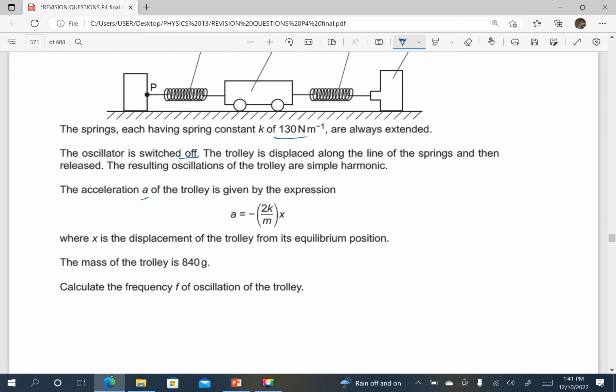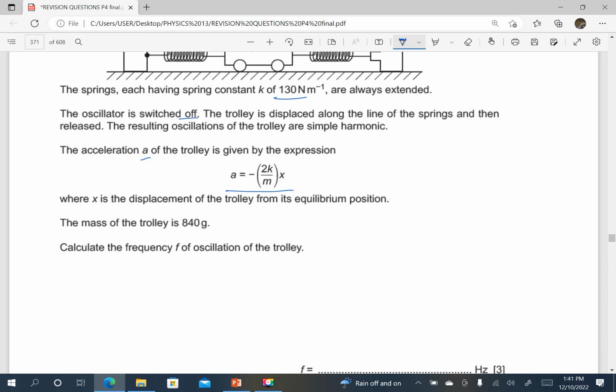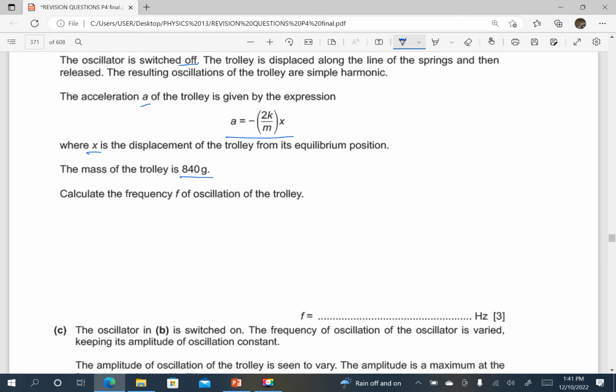The acceleration a of the trolley is given by this expression. x is the displacement of the trolley from its equilibrium position. The mass of the trolley is 840 grams. Calculate the frequency f of oscillation. So we know the general equation a is equal to negative omega squared x. So we are now comparing. When we compare the two equations, omega squared is going to be equal to 2k over m. But remember and not forget, omega is 2 pi f.